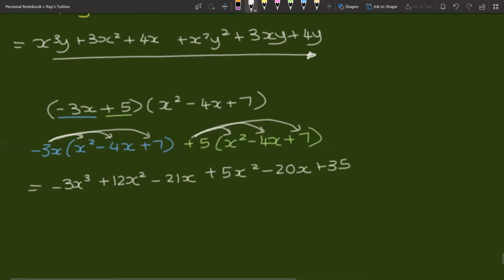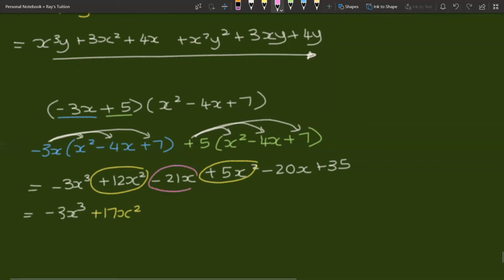Then our next step is to group our like terms. So minus 3x cubed, there's only one x cubed term. Then what we have is we've got a 12x squared and we have a plus 5x squared. So 12x squared plus 5x squared is plus 17x squared. And then we're going to get our minus 21x and minus 20x, which gives us minus 41x. And finally, this 35 is by itself. So we have plus 35.